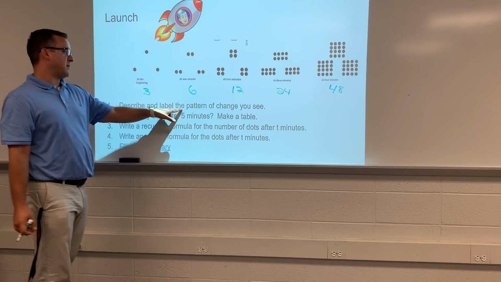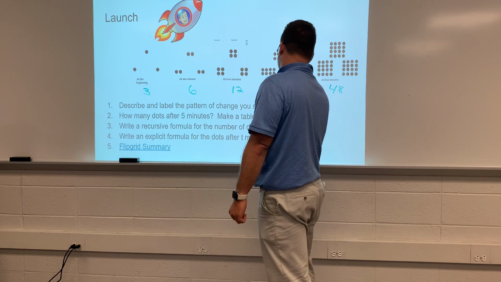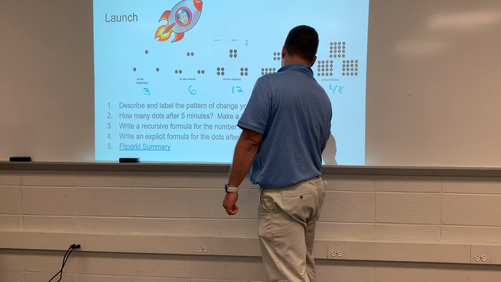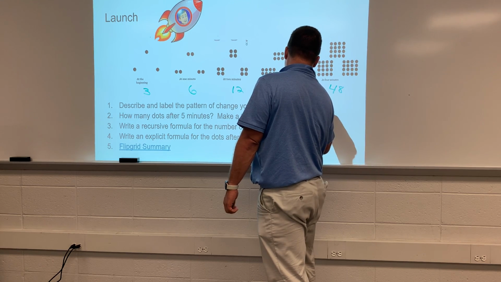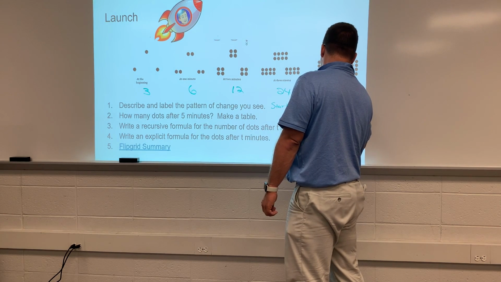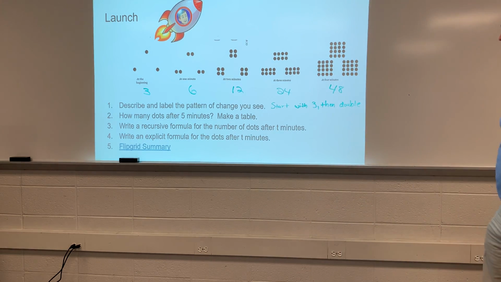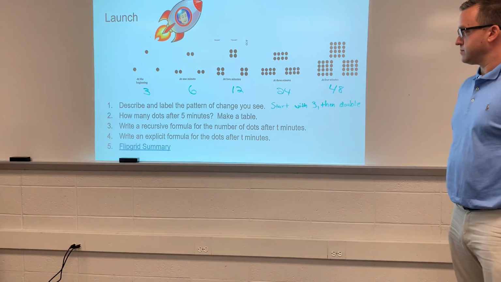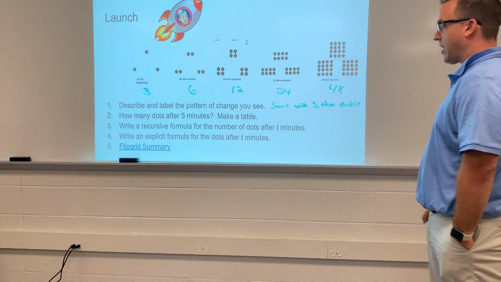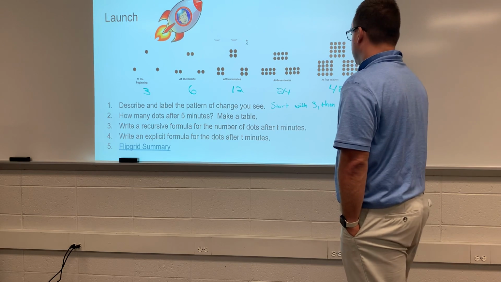So describe and label the pattern of change that you see. So what we do is start with 3. Then double. And then if we look at that, well, how many dots are after 5 minutes make a table?